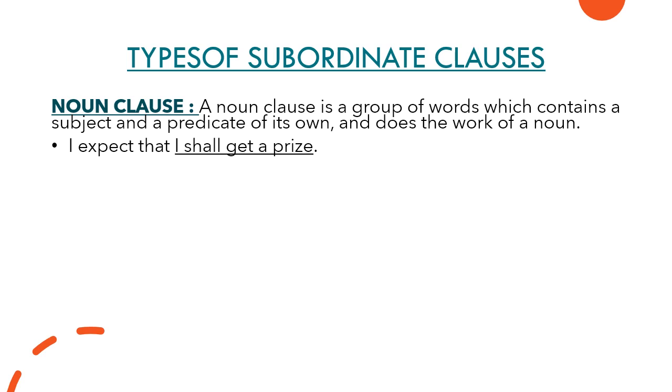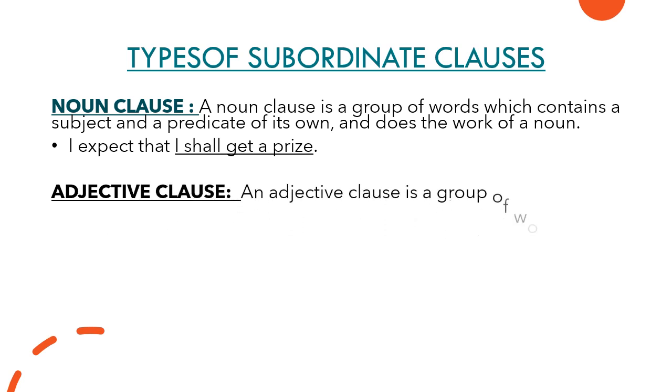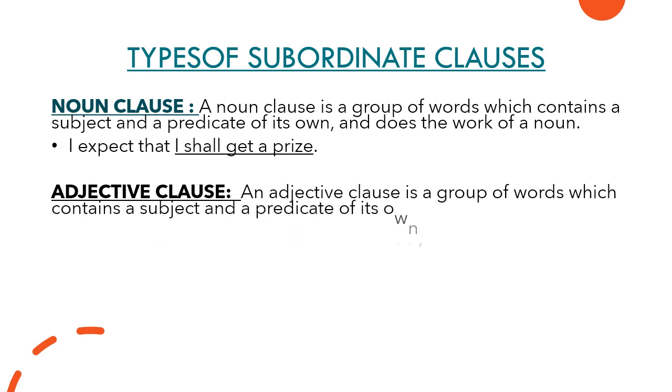I is the subject here. I shall get a prize is the predicate here. So that's a complete sentence, right? That's a complete clause. Moving next, adjective clause. An adjective clause is a group of words which contains a subject and a predicate of its own and does the work of an adjective.